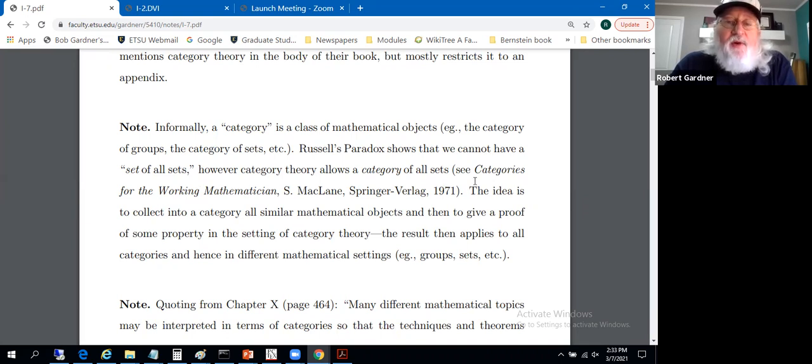Some of this you might find in more depth. There's a book by Saunders Mac Lane, Categories for the Working Mathematician. It's from 50 years ago. But there's a reference for more details on that. The idea is to collect into a category all similar mathematical objects, and then to give a proof of some property in the category setting. Well, if it holds in the category setting, then it holds in any setting which can be described in terms of category theory.